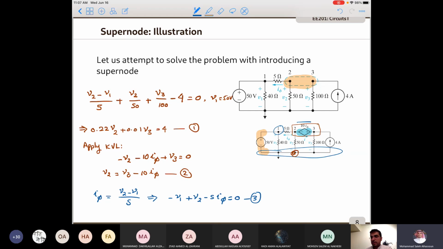Can I solve it? The answer is yes, because I can construct a matrix and then invert the matrix, and you can do it using your calculator. And if I solve for it, I will get V2 equals 60 volts, V3 equals 80 volts, I phi equals 2 amperes.